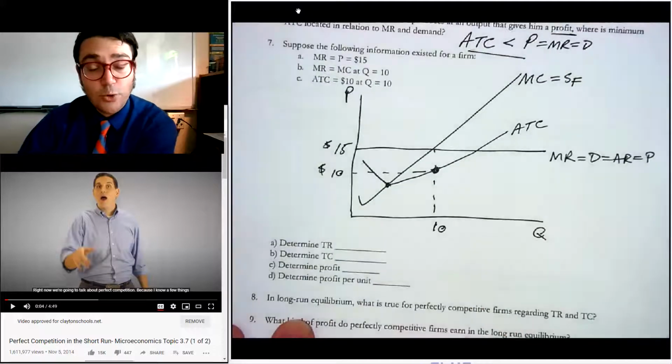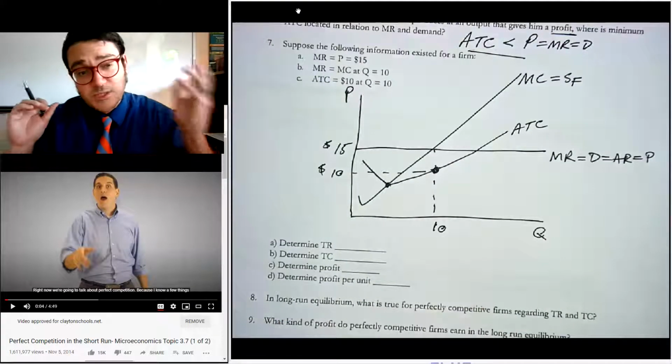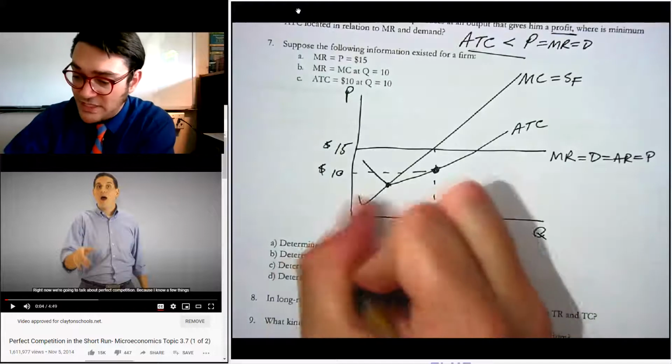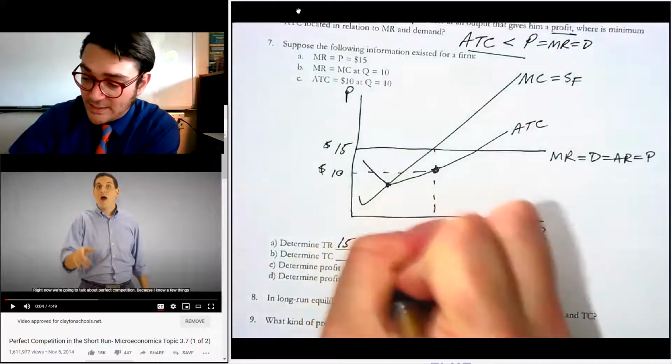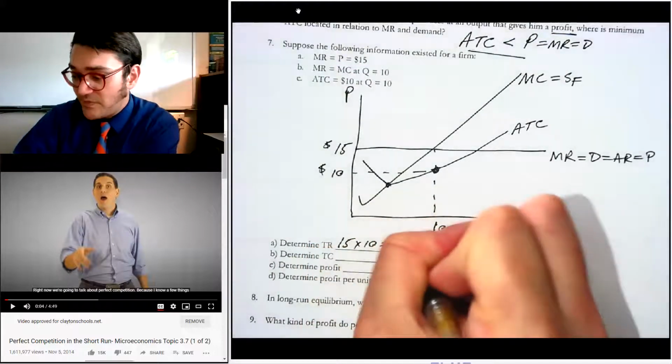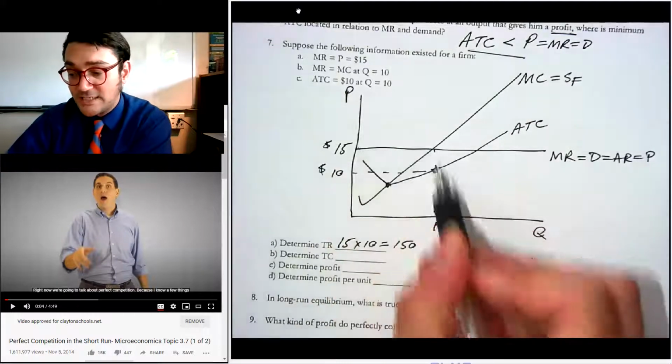First, it says determine total revenue. Total revenue is just the price times the quantity. So 15 times 10 is 150. And that's actually this big box here, the big box.